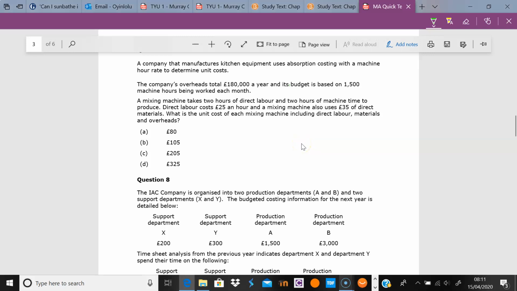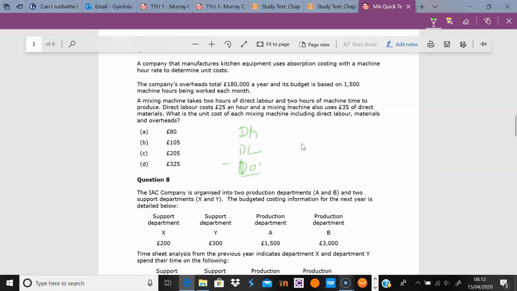Okay, great. So the next thing we have to do here, question 7, is asking us to find the unit cost of each of these mixing machines. So let's look at, and again, like I think I've mentioned already, we're looking at a question of direct material, direct labor, and assigning a relevant direct, I like to call it direct overheads. It's not a technical term, but you can.